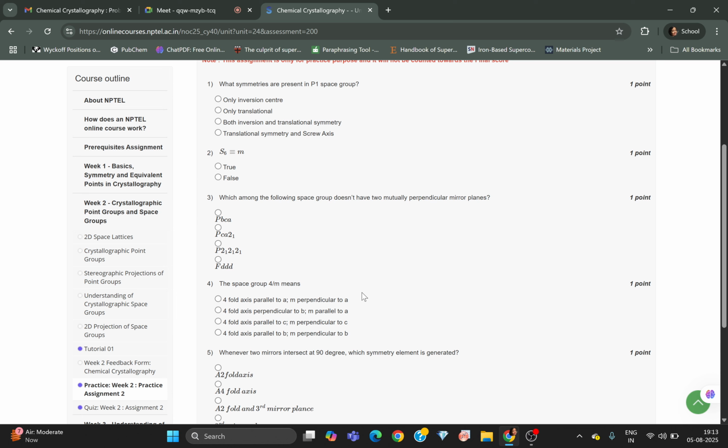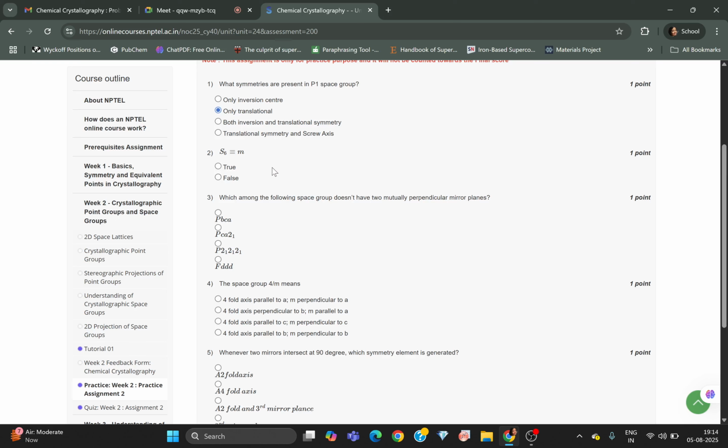So only the inversion center is not there. If there would be, then that would be 1 bar. Only translational symmetry; no inversion, and no screw axis.